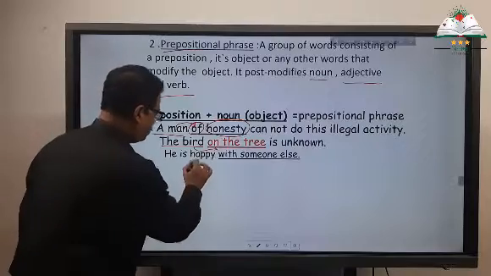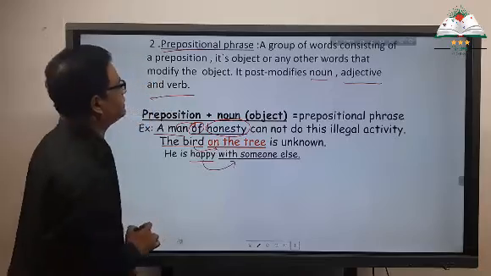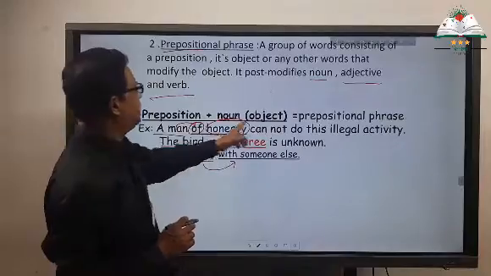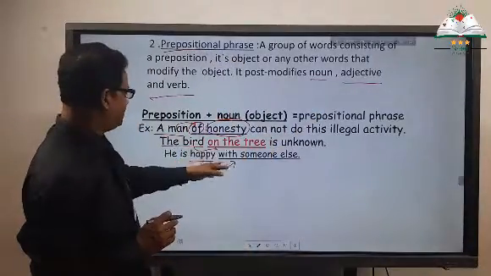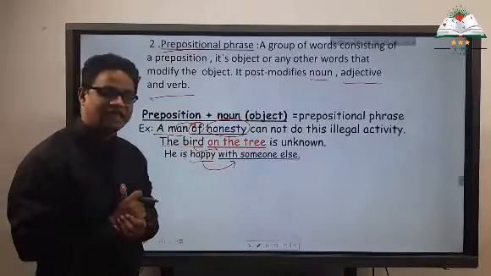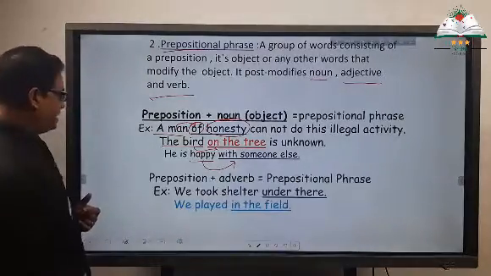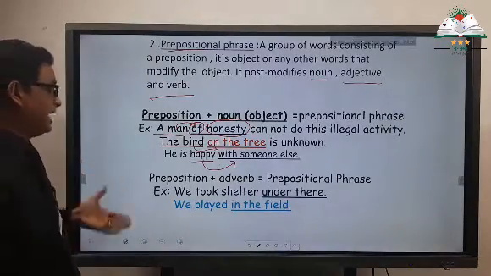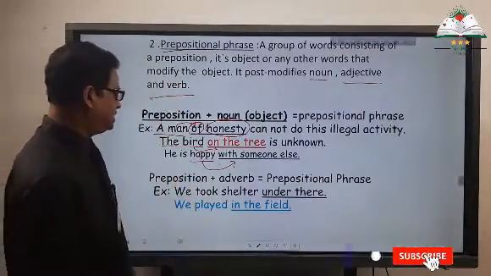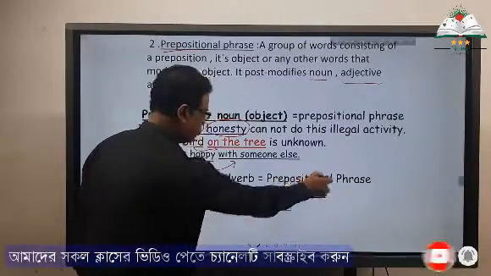He is happy in his work. The word happy is an adjective. After the adjective, we are getting a prepositional phrase. So it becomes clear that after a noun we get a prepositional phrase, and after an adjective we get a prepositional phrase as a post modifier. Next, preposition plus adverb may also be the structure of a prepositional phrase. Here you see, we took shelter under there. So under, the preposition, plus adverb becomes a prepositional phrase.